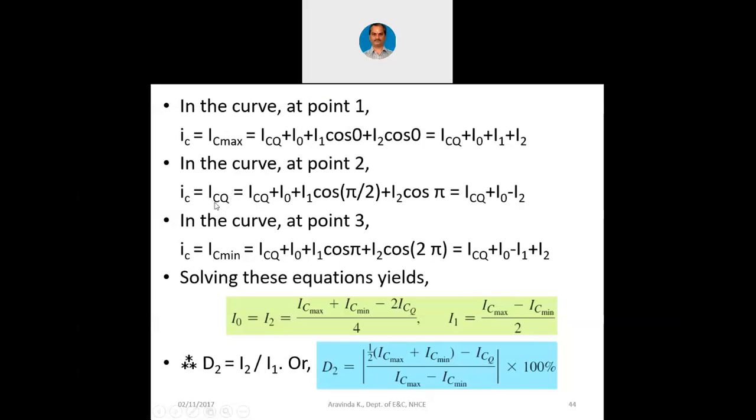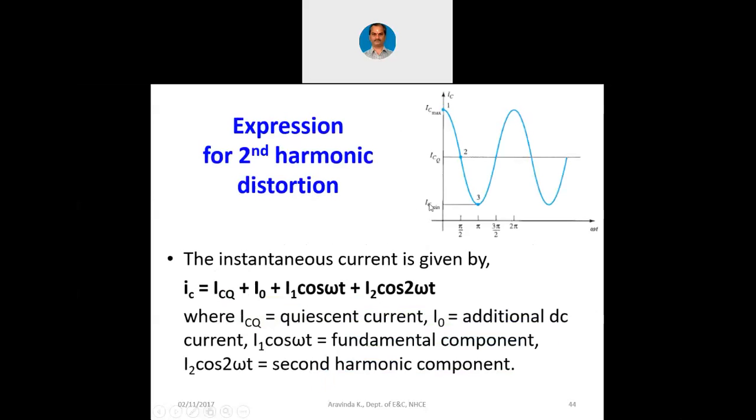Actually, I should make a change here. ICQ max I should write. Let me change it later on, but I am telling you the correction now. This is ICQ plus I naught plus I1 cos pi by 2 plus I2 cos pi. This is at point 2.